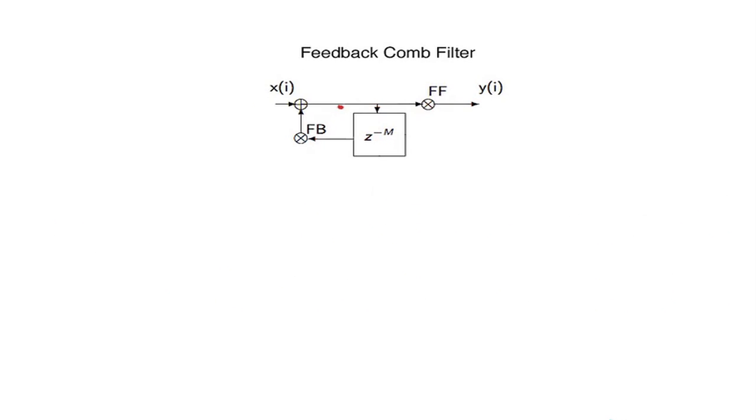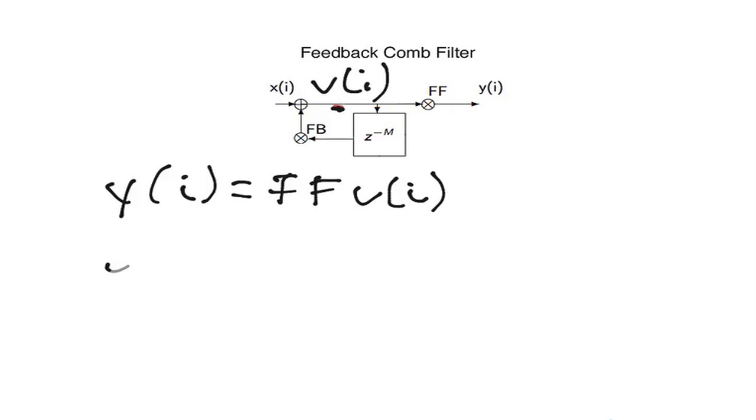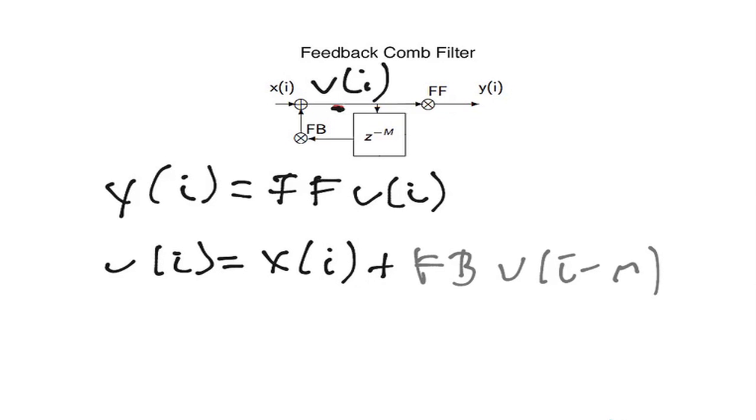So if we define that line as, say, let's change to black for correct, v[i], we can solve for v[i] and basically just say, it's pretty clear that y[i] is just this v[i] signal times ff. But what is this v[i]? v[i] is x[i] plus a delayed v[i] times the feedback coefficient. And that can pretty much be it.